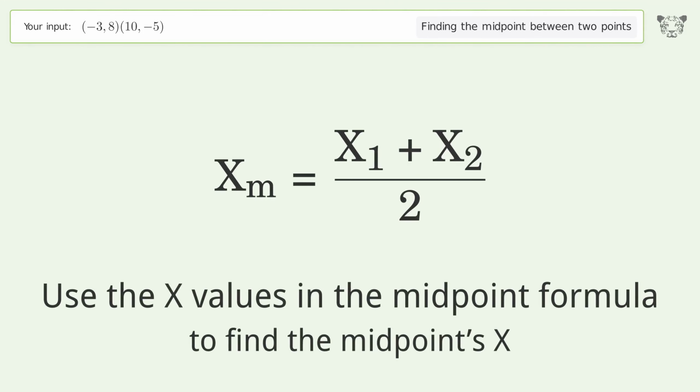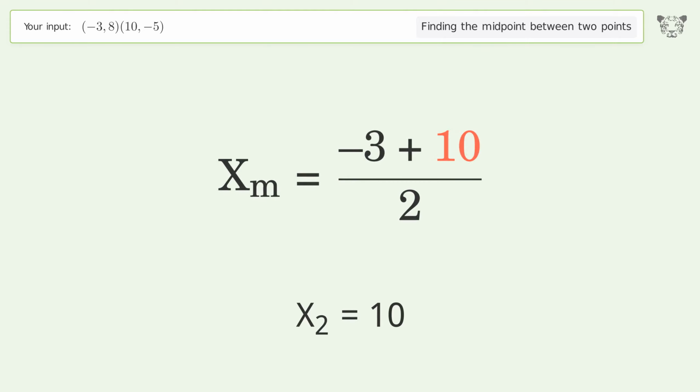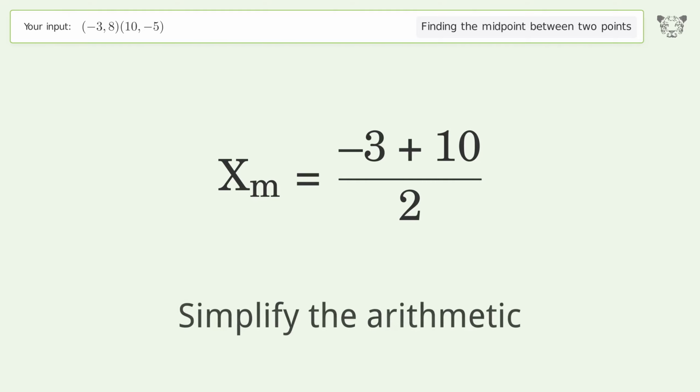Use the x values in the midpoint formula to find the midpoint's x. x1 equals -3. x2 equals 10. Simplify the arithmetic.